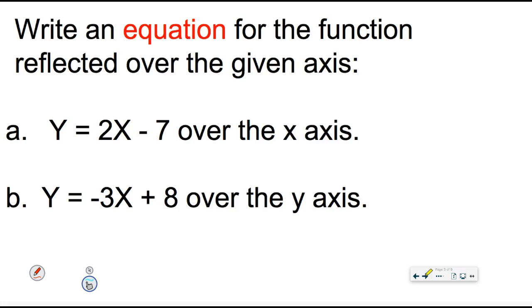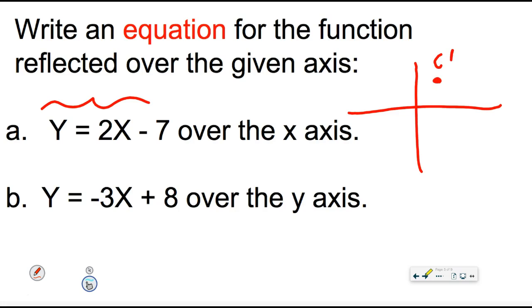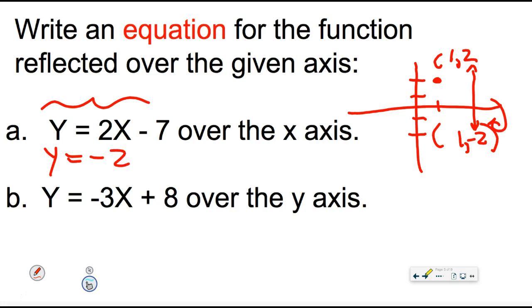Now it says to write an equation that reflects over the given axis. So what they want you to do is, without graphing it, to take whatever this graph would be and flip it over the x-axis. Watch what happens when you take just a single point. Like let's say that's at 1 over 2 up, and you flip it over the x-axis. It goes to 1 over 2 down. Does that make sense? So do you see how the y's go opposite when you fold it over? So what you do is you take the opposite of both of these.